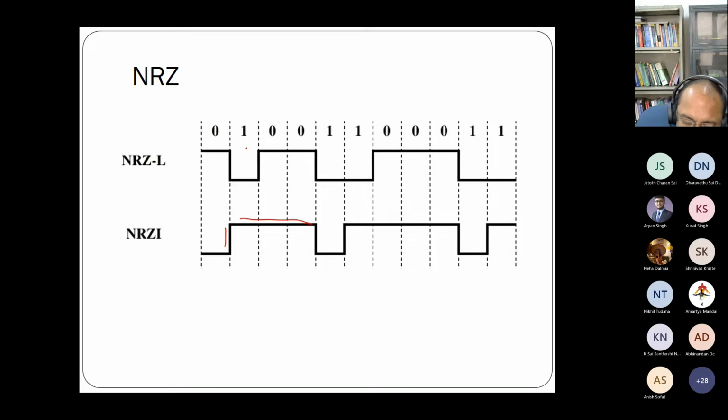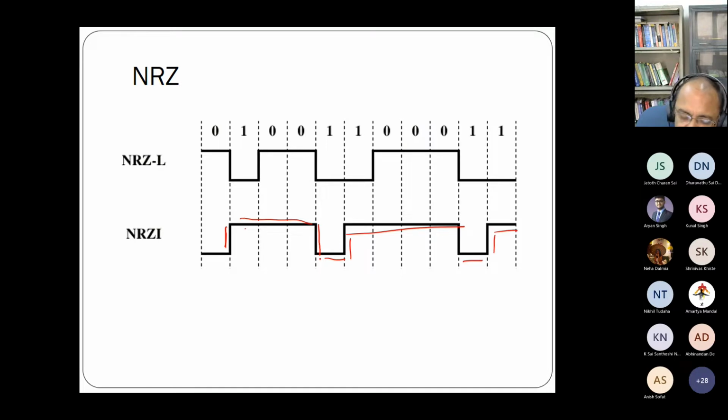Note that it's not the level because the level is the same for these 0s. But the point is whether there's a transition here that is actually indicating whether there has been something or not. Now there is a one, I'll transition from whatever I am, I'm going to go to the other level. Then 11, another one, so another transition. Then zeros, no transition. 11, another transition.